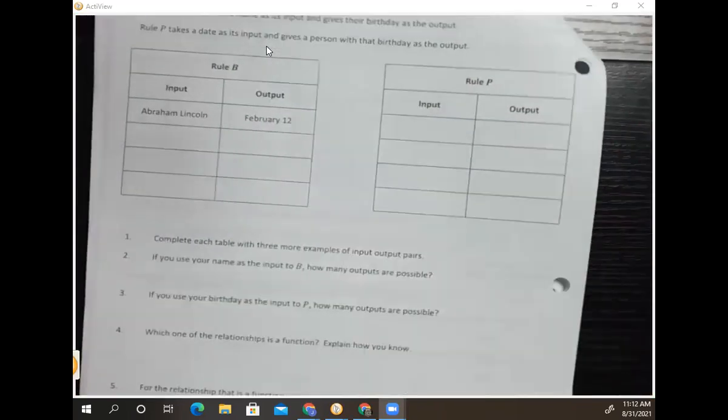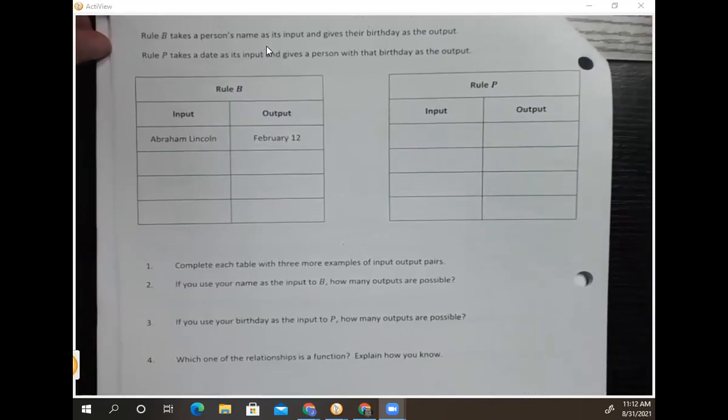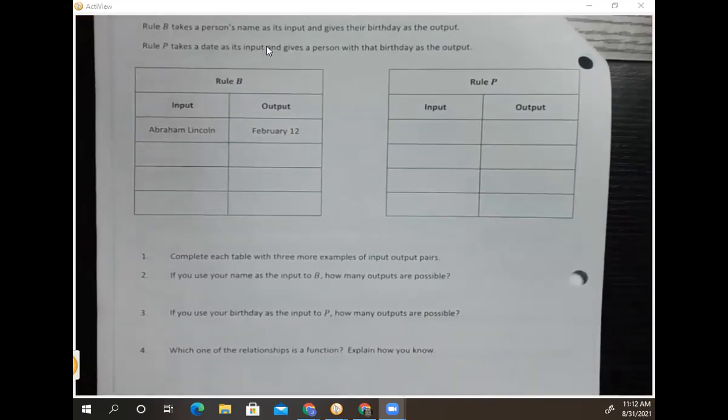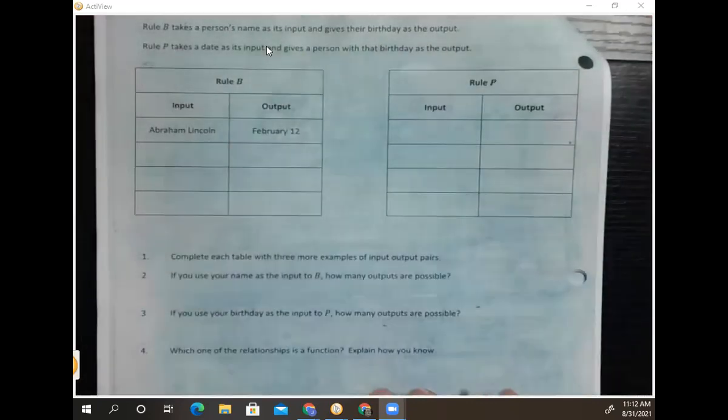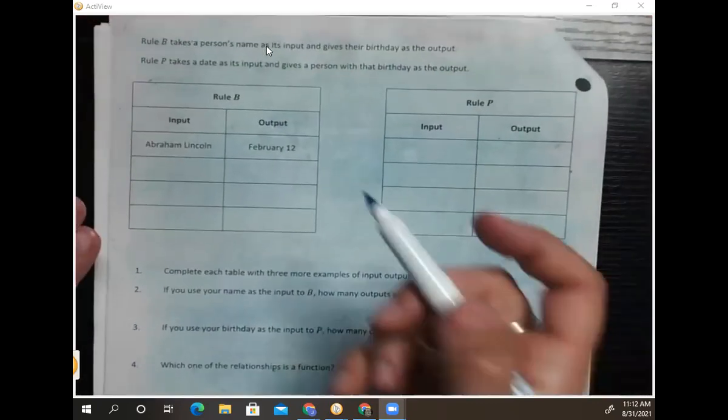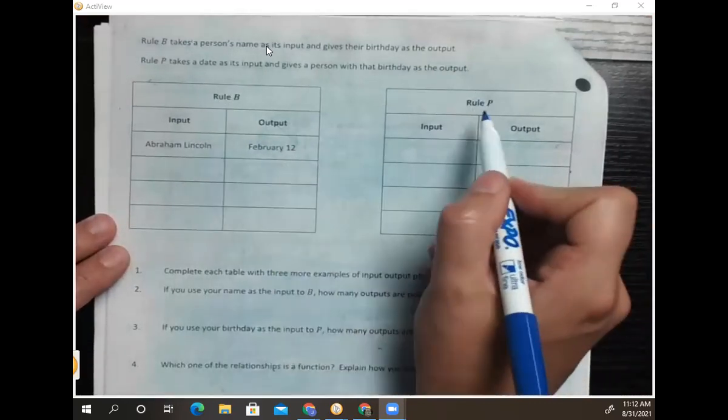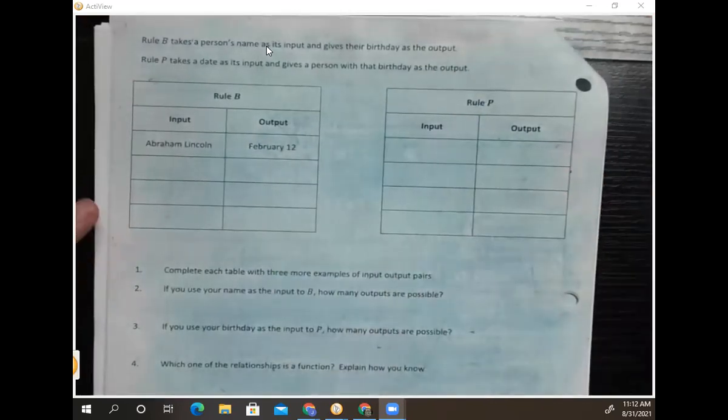So on page 6, we're going to combine what we talked about yesterday, identifying if we have a function or not, with the function notation that we're looking at today. At the top, I have rule B and rule P. We're going to decide in a couple minutes if these are functions or not. Since we don't know right now, we're just going to call them rules.